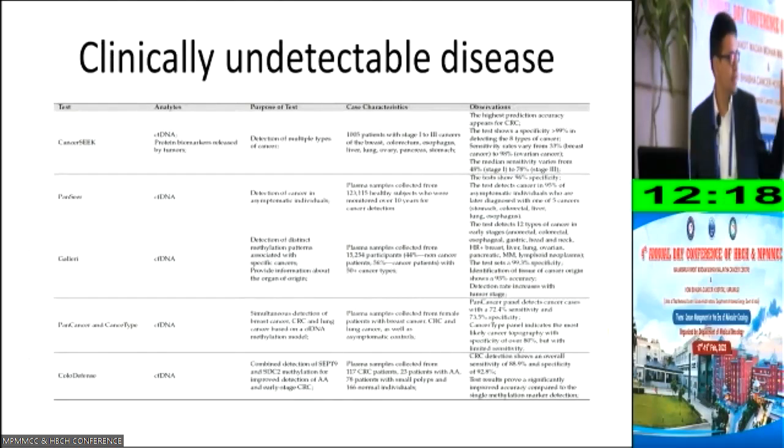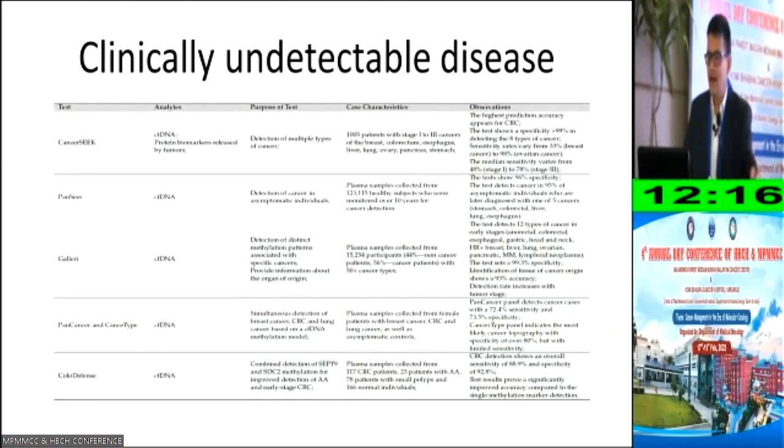These are the studies which have looked at clinically undetectable disease. These are all cfDNA-based tests actually. There is a cancer-seq test, which is for multiple types of cancer. There is a colon cancer specific test, Colo Defense. Then there is a PanSeer test, and Galleri. It is a crowded slide, purposely kept like that, because one of them is not showing anything specific compared to the other. So we can say that there are thousands of samples which have gone into this, and stage 1 to stage 3 cancers have been looked at.